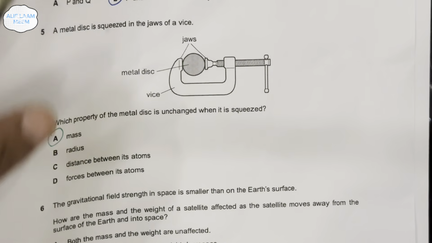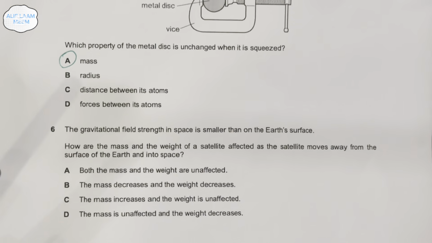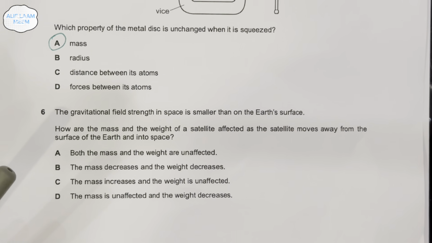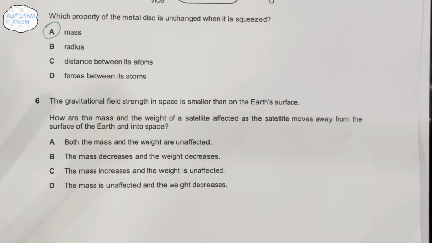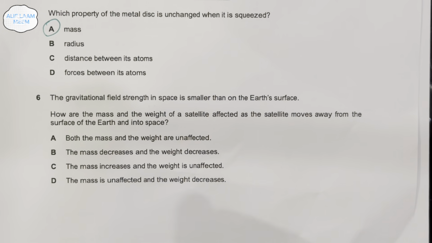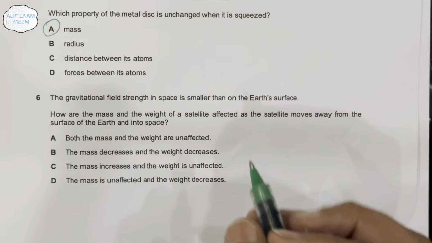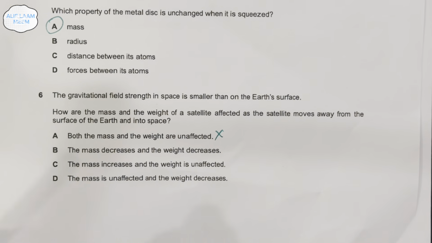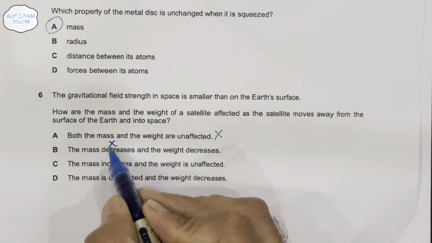Moving to question number 6, the gravitational field strength in space is smaller than on the Earth's surface. How are the mass and the weight of a satellite affected as the satellite moves away from the surface of the Earth and into space? Both the mass and weight are unchanged? No, weight is affected due to gravity. The mass decreases and the weight, no, mass doesn't change. So this is wrong.